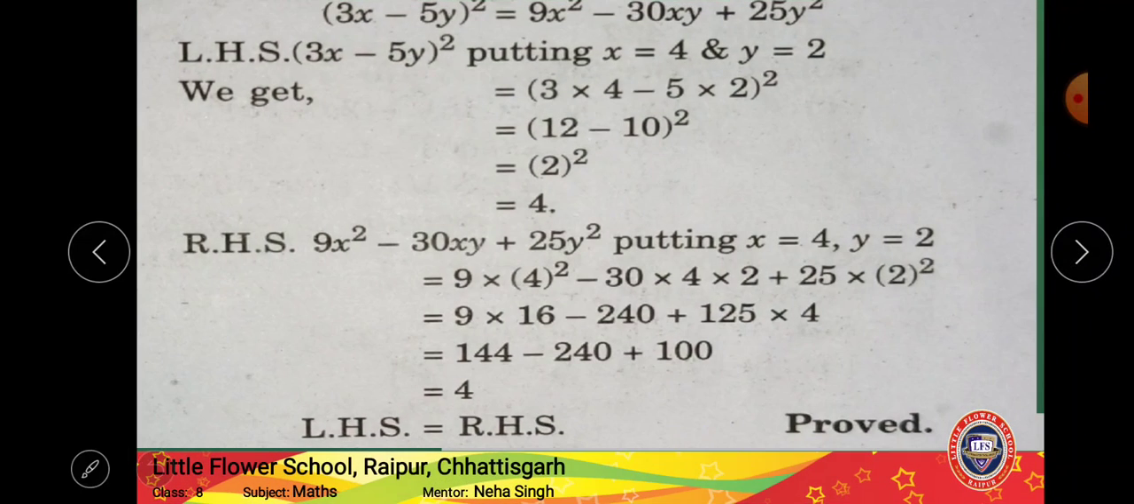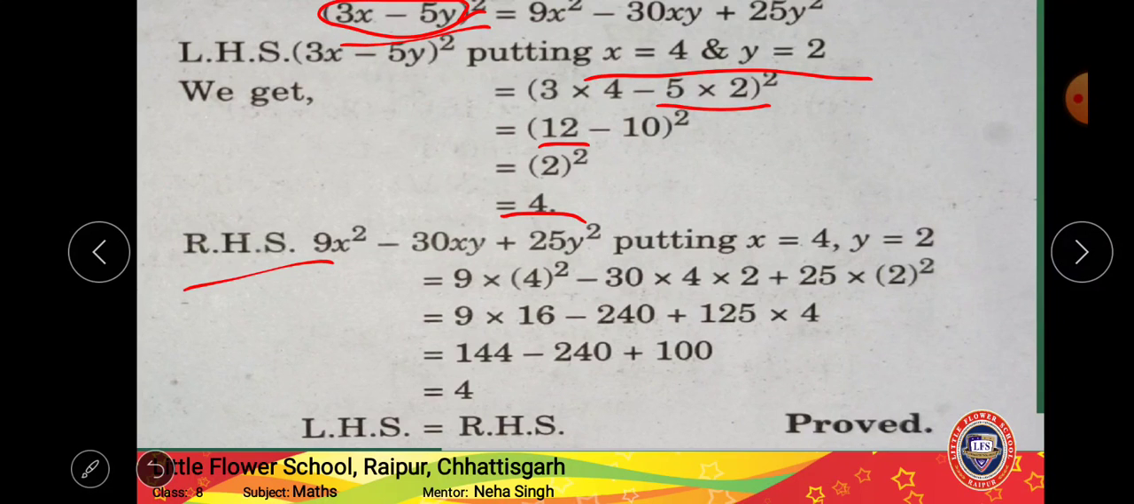Now what we have to do is put the value of x as 4 and y as 2. First we'll put the value in the LHS, that is in (3x minus 5y) square. So 3 into x is 4, 12, minus 5 into 2 is 10, and whole square. 12 minus 10 is 2, 2 square is 4. Right, this was LHS. Now solving for RHS: 9x square minus 30xy plus 25y square. Right, now putting the values x equals 4 and y equals 2.